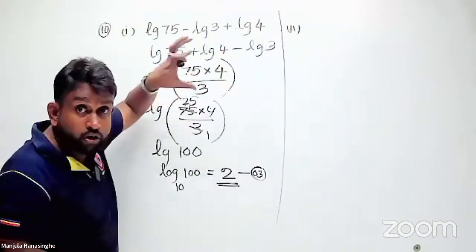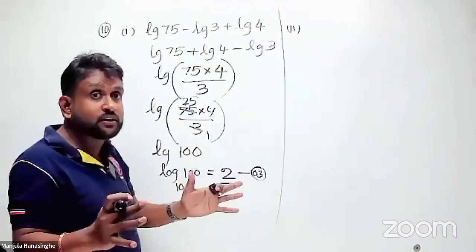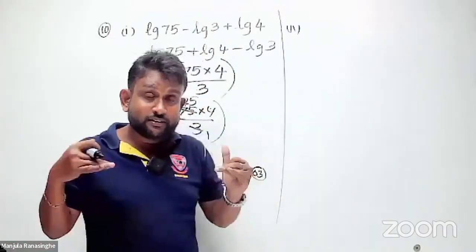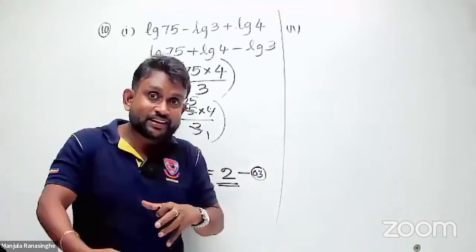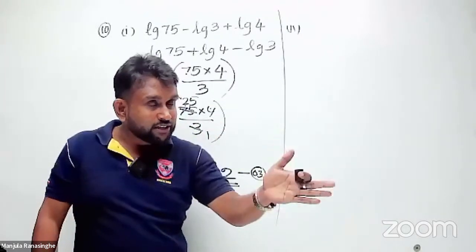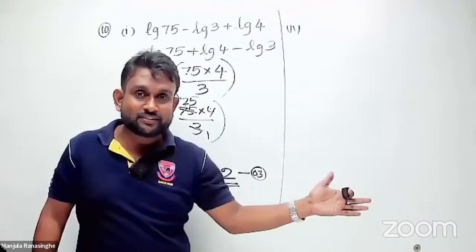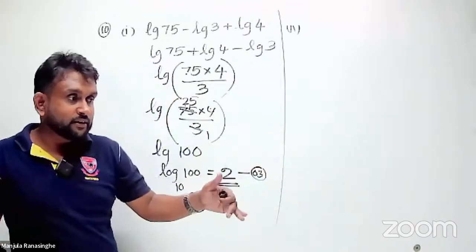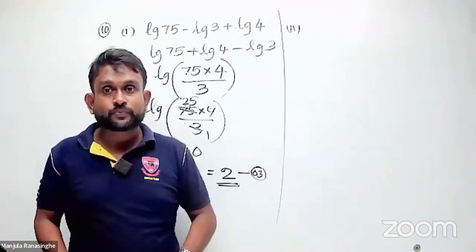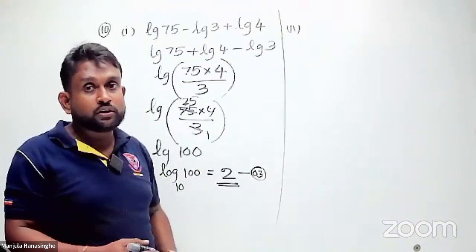Log addition is a multiplication and subtraction is a division. The converse of it: when you have the log multiplication, write it as the log addition, right? Then division as a subtraction. Now solve without the logarithm table.